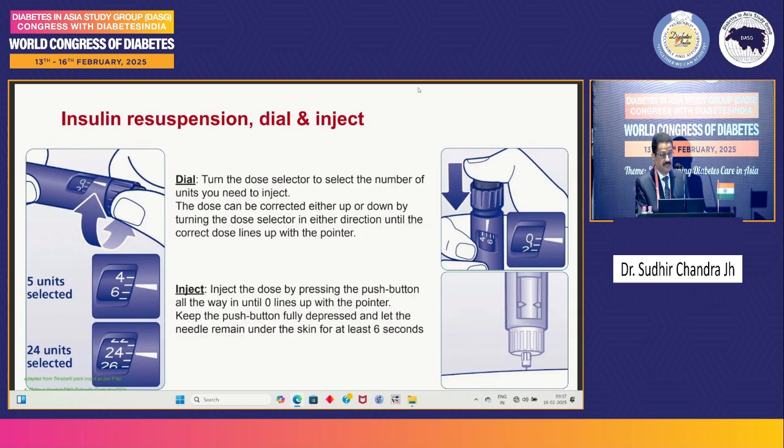Now, this is the way the dose is given. Dial: turn the dose selector to select the number of units you need to inject. The dose can be corrected either up or down by turning the dose selector in either direction until the correct dose lines up with the pointer. And inject the dose by pressing the push button. By the way, it is the 0 line with the pointer.